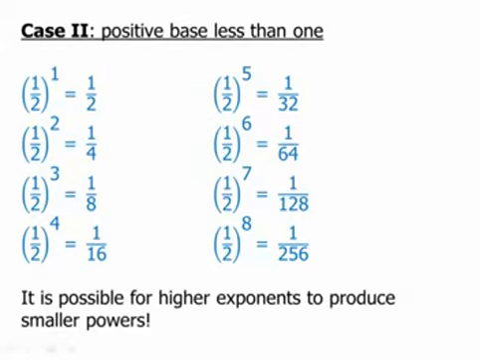It's possible for higher exponents to produce smaller powers. In other words, as we raise the exponent higher and higher, it's possible for the overall power to get smaller and smaller and smaller. This is an important thing to keep in mind. When we have a base between 0 and 1, a positive base less than 1, we're going to be following a very different pattern for exponential growth than if the base were more than 1.